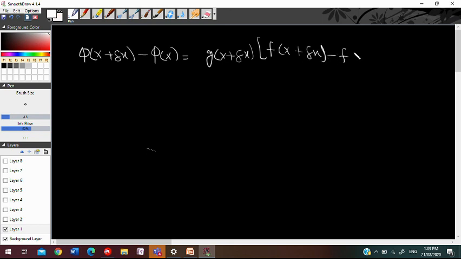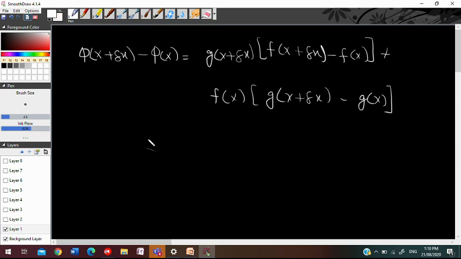Okay. Now, when you add and subtract both terms, we have on the left hand side phi of x plus del x minus phi of x is equal to, if we take g of x plus del x as a common, we have inside f of x plus del x minus f of x, and from the other two terms, if we take f of x as a common, we have g of x plus del x minus g of x. Right?